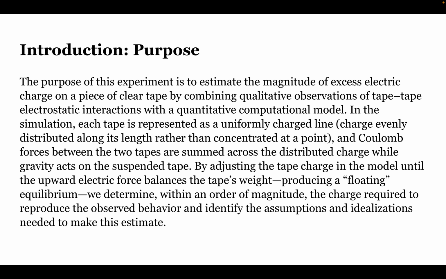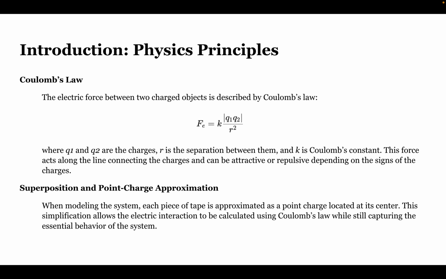In the simulation, each tape is represented as a uniformly charged line, charge evenly distributed along its length, rather than concentrated at a point, as compared to the first lab. Coulomb's forces between the two tapes are summed across the distributed charge while gravity acts on the suspended tape. By adjusting the tape charge in the model until the upward electrical force balances the tape's weight, producing a floating equilibrium, we determine within an order of magnitude the charge required to reproduce the observed behavior and identify the assumptions and idealizations needed to make this estimation.